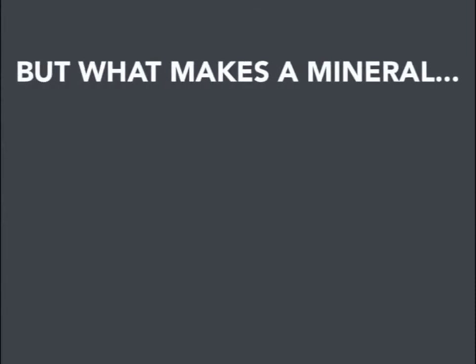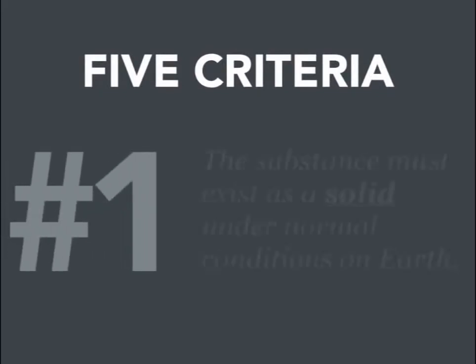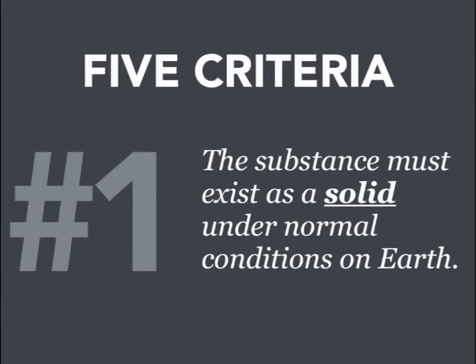But what exactly makes a mineral a mineral? Well, to be considered a mineral, the substance must meet 5 criteria. Let's go through those 5 criteria right now. Number 1, the substance must exist as a solid under normal conditions on Earth. This means if you have a liquid or a gas, under normal conditions, it cannot be considered a mineral. It must be in the solid state.